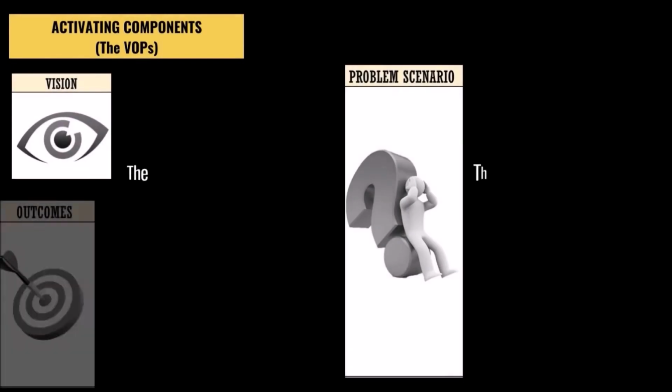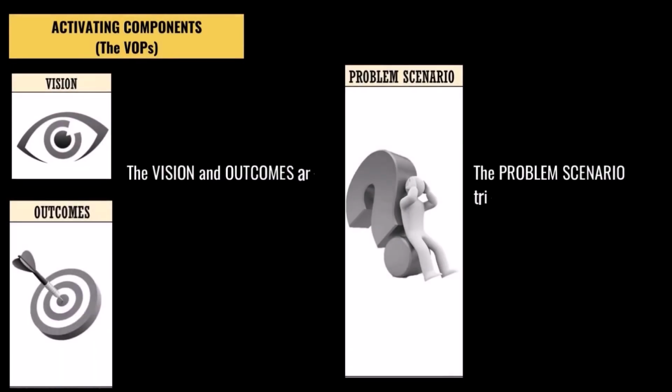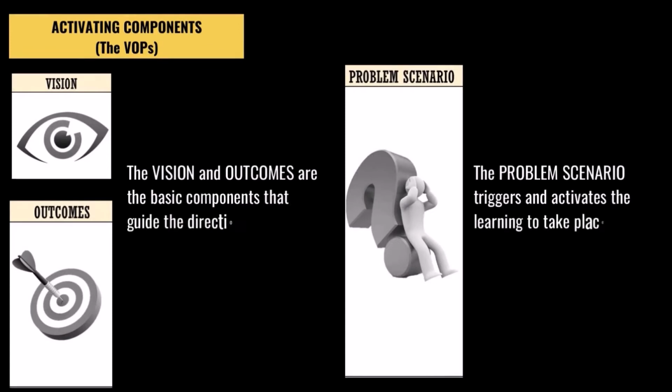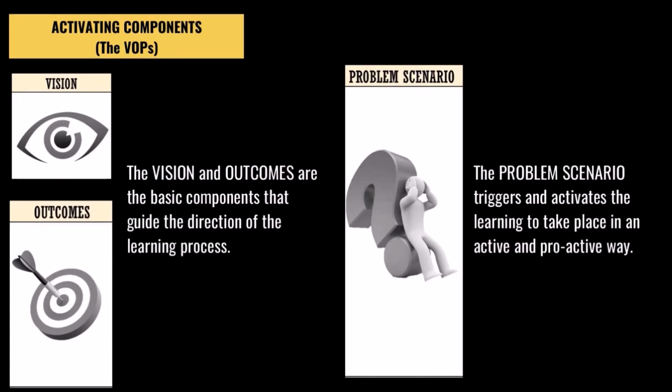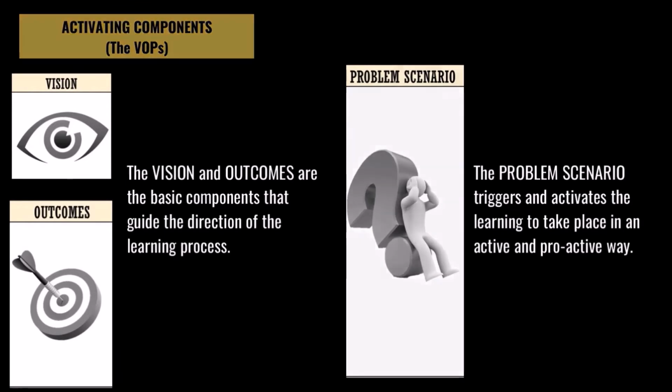VOPs components are both the basics, and triggers for the learning to start, and progress further. The vision and outcomes are the basic components that guide the direction of the learning process. Whereas, the problem scenario triggers and activates the learning to take place in an active, and proactive way.